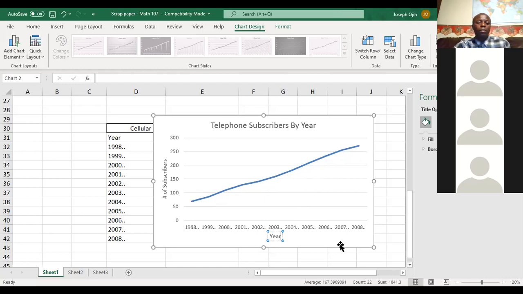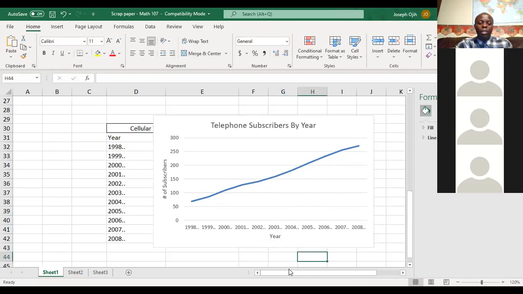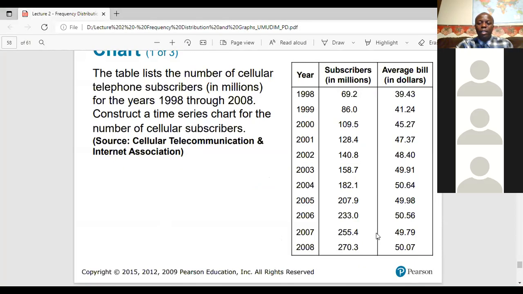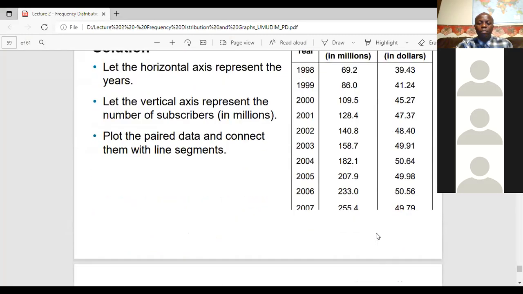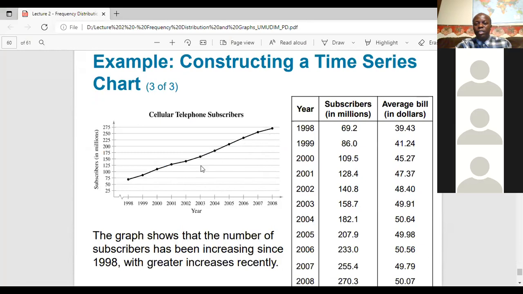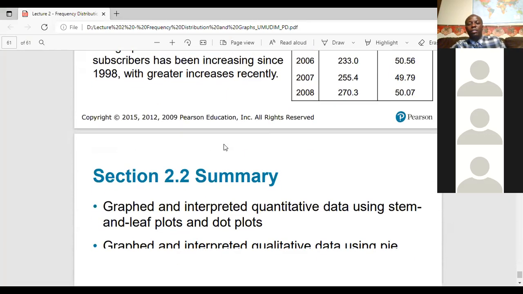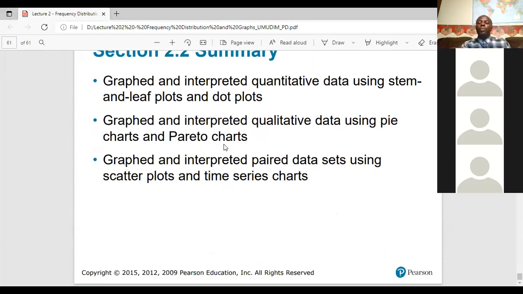Questions? No. So I think that concludes our lecture today. And next week we will start with our... see, this is the same graph I just drew. You can see where it was drawn. The graph shows that the number of subscribers has been increasing since 2008. So this concludes. Next week I'm going to upload lecture 3, which will be data description.